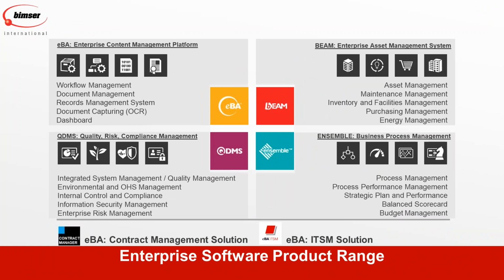EBA is our workflow and document management system. We have BEAM as our asset maintenance and energy management software. And we have QDMS for quality, risk, audit, and compliance management. We'll talk more about QDMS today. And finally, we have Ensemble as our business process management software.